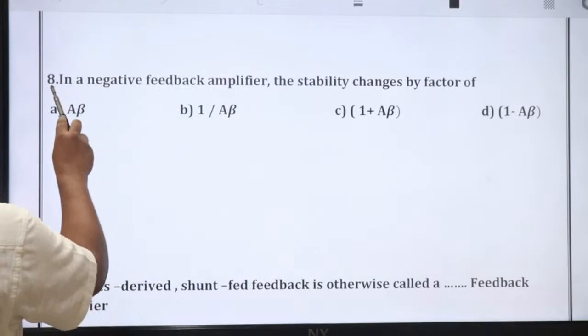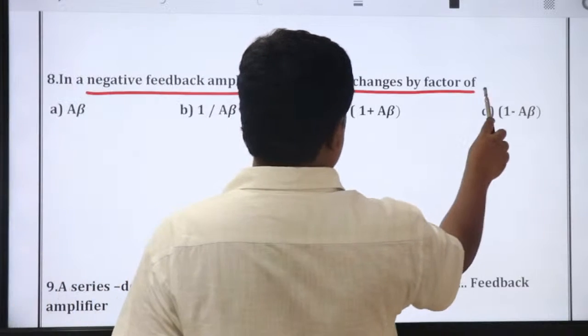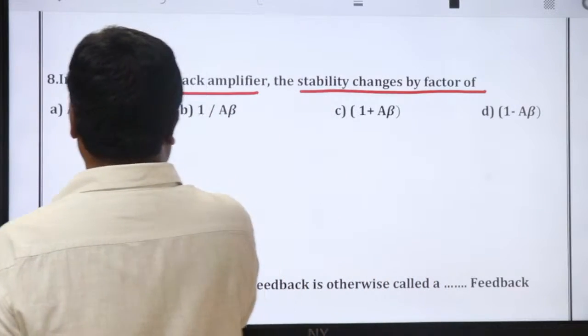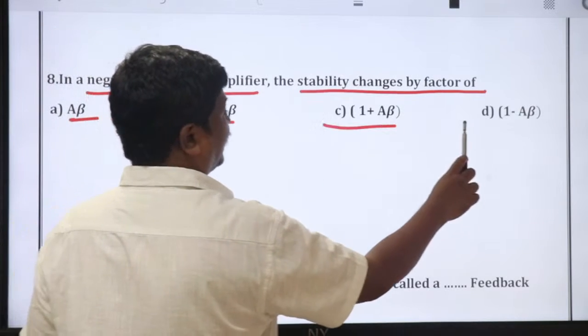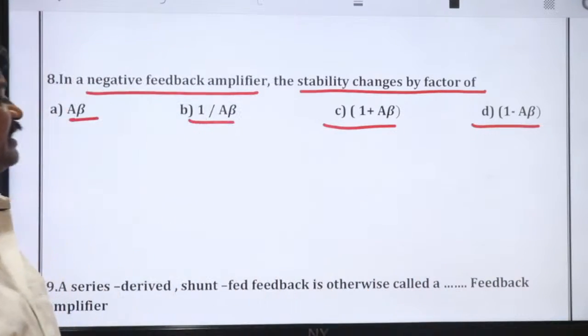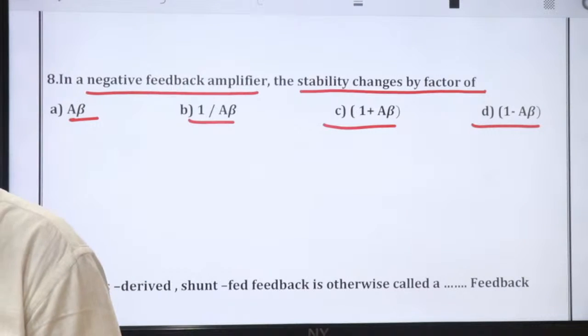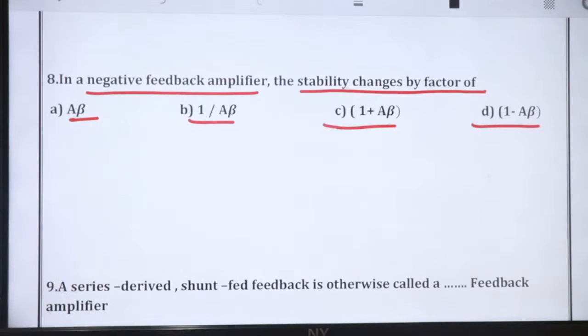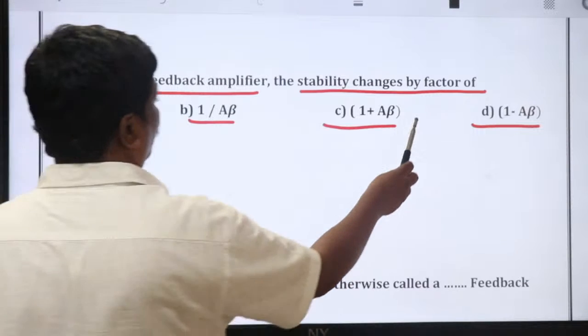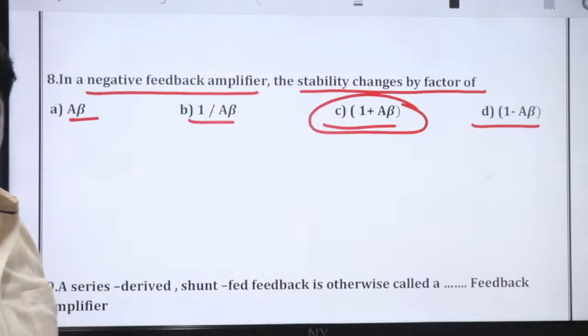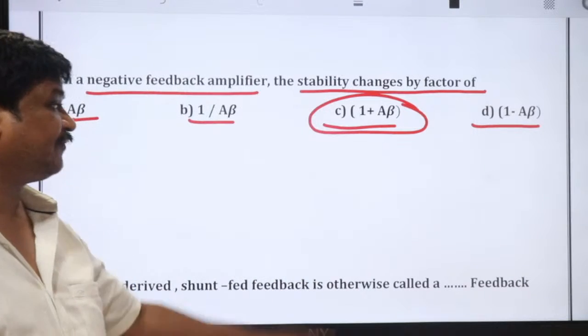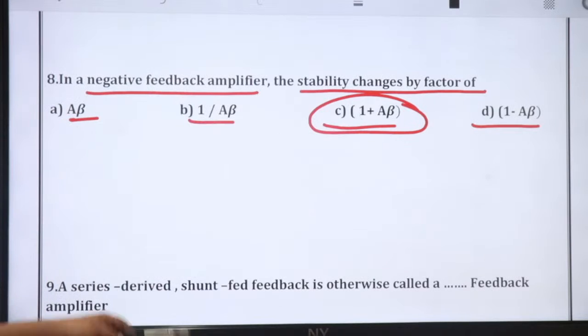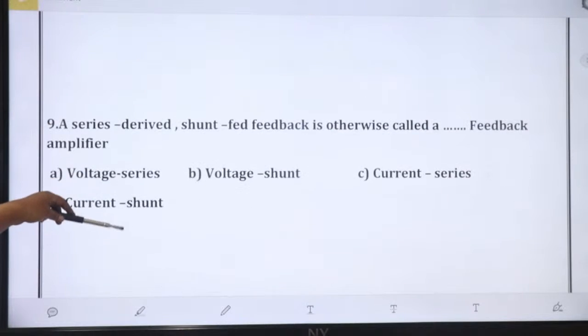Next, in a negative feedback amplifier, the stability changes by a factor of A beta, 1 by A beta, 1 plus A beta, or 1 minus A beta. Stability changes by a factor of. Tell me what would be the answer for this? Yes, 1 plus A beta times. Any factor increases or decreases by a factor of 1 plus A beta in the case of feedback amplifiers.